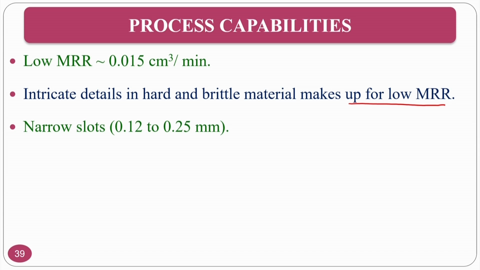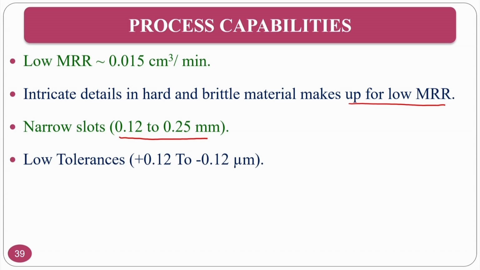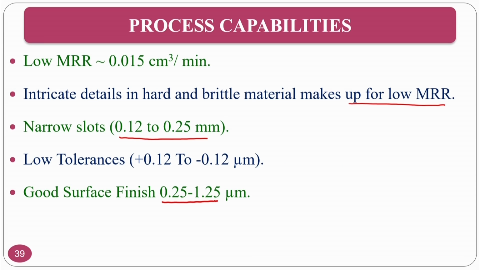Narrow slots, normally 0.12 to 0.25 mm wide, you can cut using abrasive jet machining. You can achieve low tolerances ranging from plus 0.12 to minus 0.12 microns. And for the surface finish, from the nano surface point of view, this is not a good value, but for machining purposes the surface finish that you are going to get is a minimum of 0.25, which is a good surface finish from the finishing point of view.